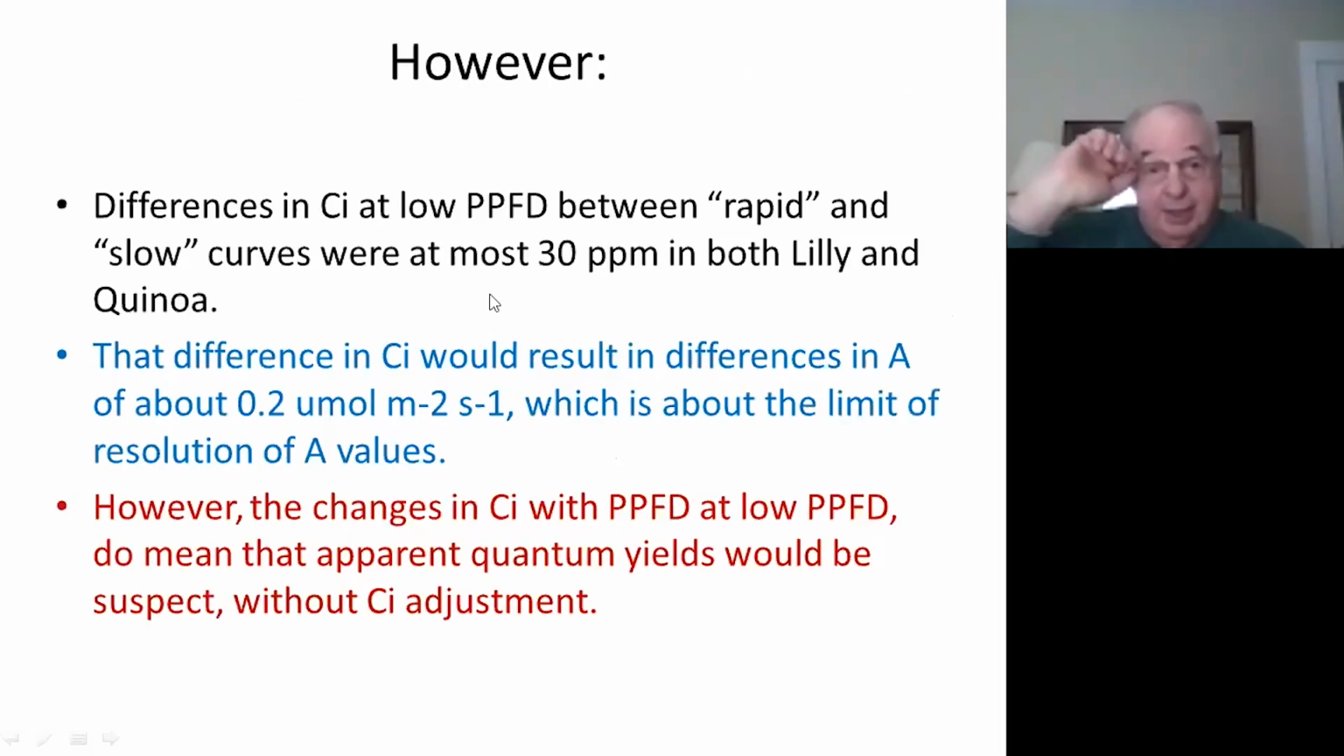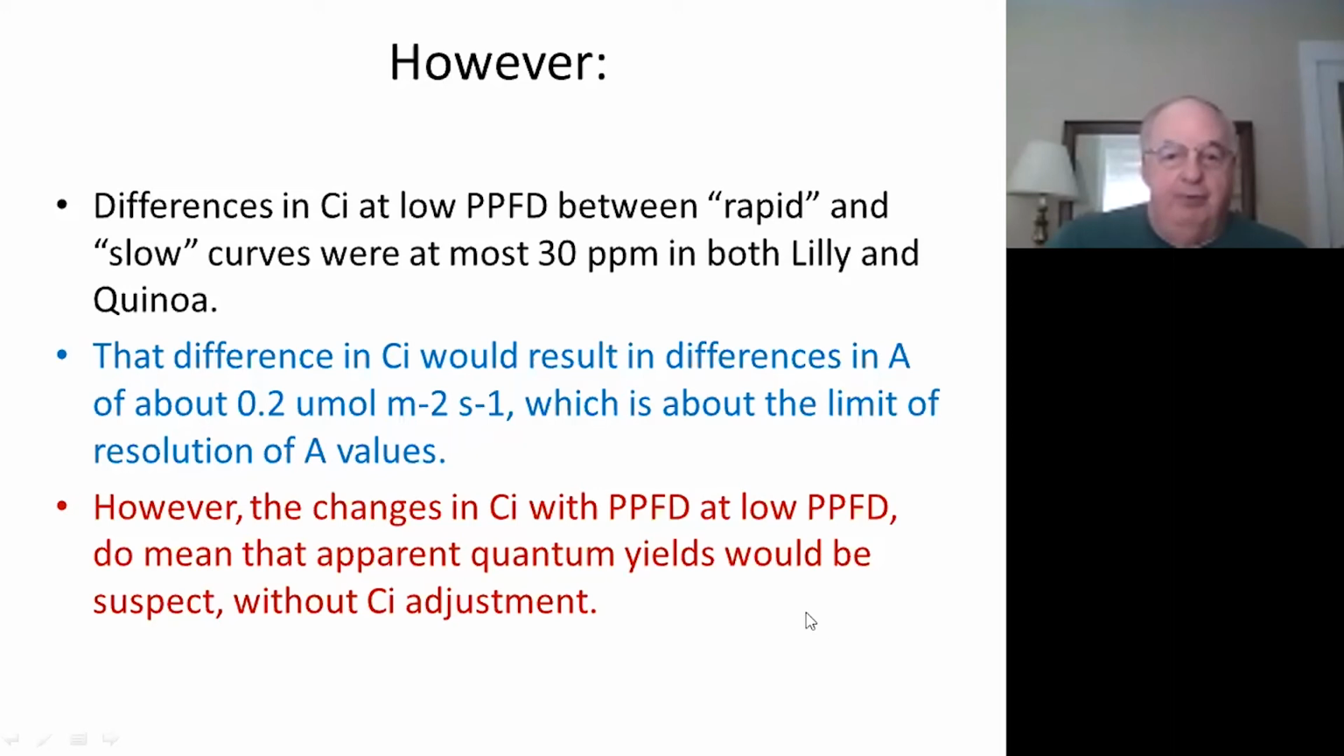And the answer is the differences in CI at low PPFD between the rapid and the slow curves in our two cases were at most about 30 parts per million for both the Lilly and the quinoa. And that difference in CI would result in differences in assimilation rate of only about 0.2 micromoles per meter squared per second, which is just about the limit of resolution of CO2 assimilation rate values. So basically they're invisible because that difference in CI of only 30 parts per million doesn't affect the assimilation rate enough that it's obvious on those kind of curves.